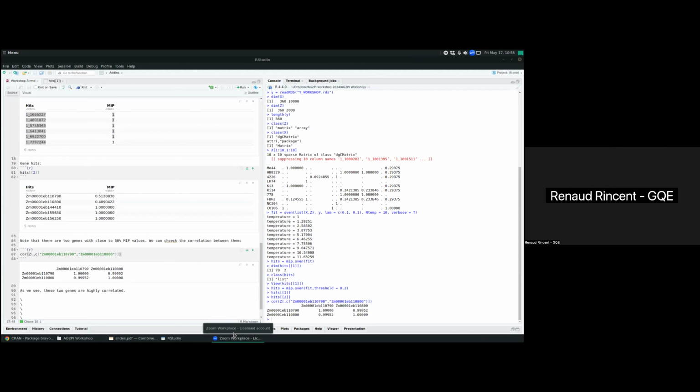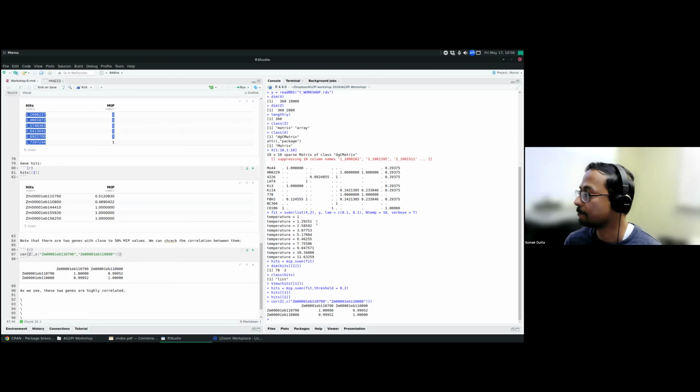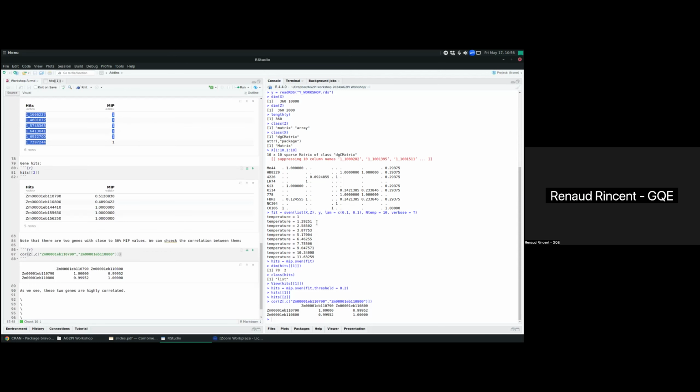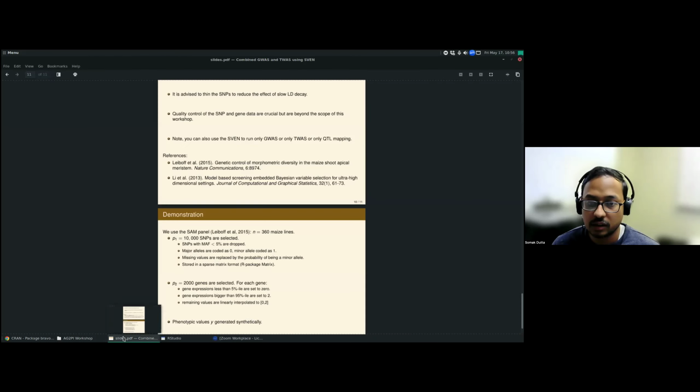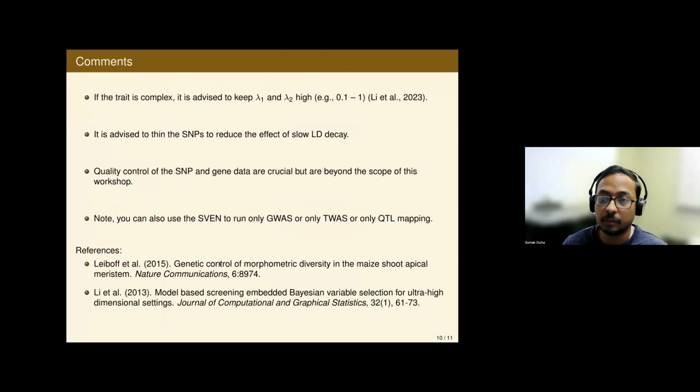Yeah, I have one question, if I may. Yes, go ahead. I was wondering how you take relatedness and population structure into account in your model. It's a very good question. So how do we take the relatedness and population structure into account in the model?